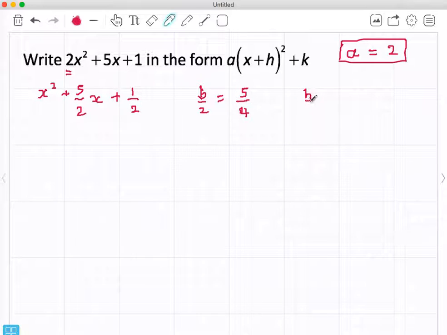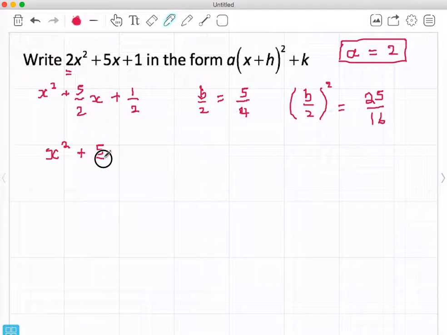And I'm going to square those numbers. So I'm going to take that expression and I'm going to square it. So 5 squared is 25 and 4 squared is 16. I need these numbers now. I'm going to rewrite this expression, but with a bracket, just like I did before. And I'm going to leave a space here, and then I've got the plus half at the end, like that.